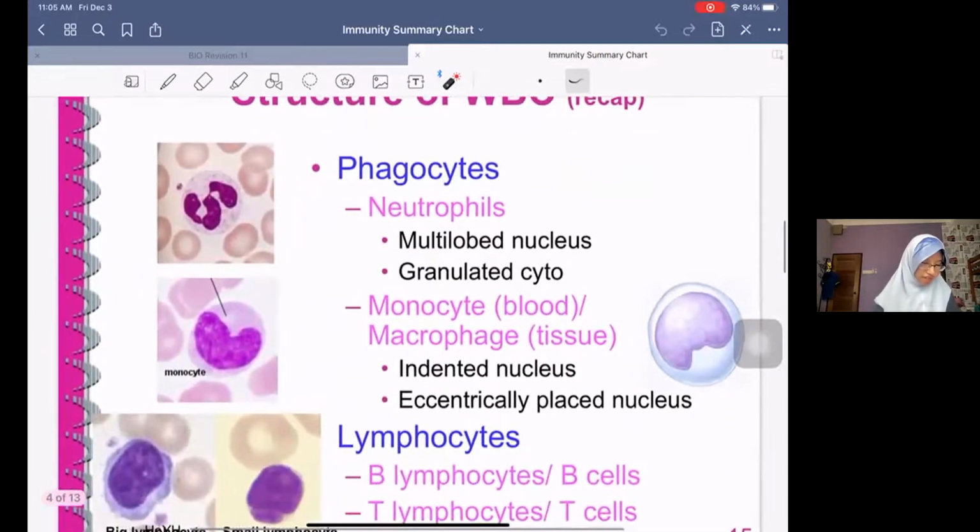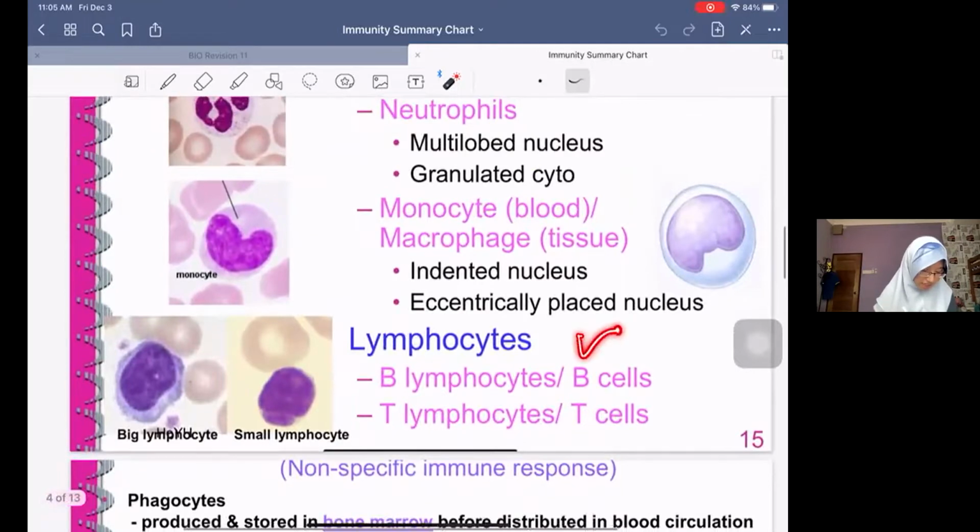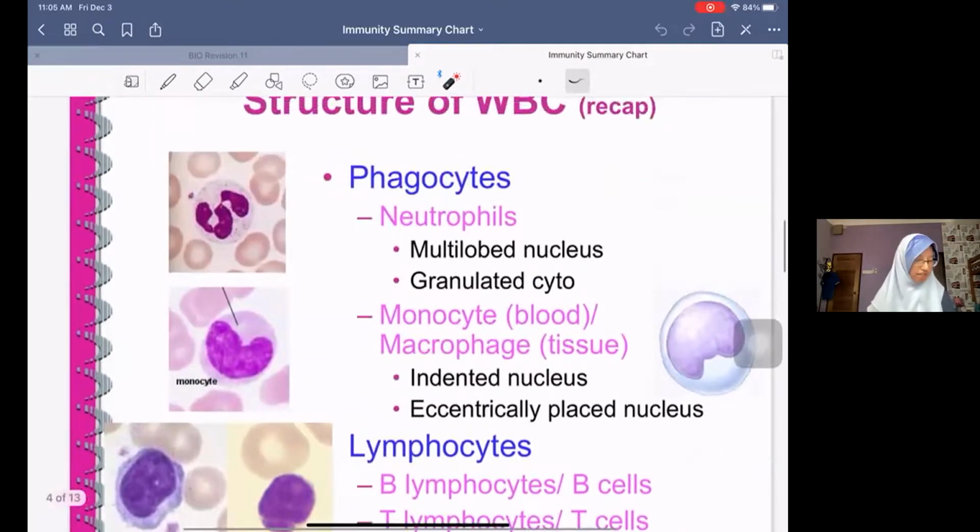For phagocytes, you have neutrophils and monocytes, which will turn into macrophages in the tissue. And then lymphocytes, which participate in the specific immune response, will be the B lymphocytes and the T lymphocytes.